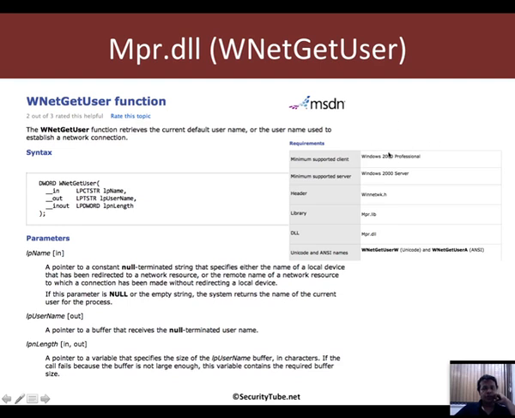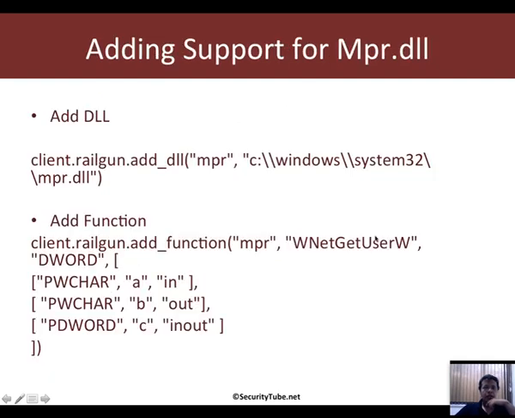Very important thing here, the minimum supported client is Windows 2000 Professional, which means Windows 98 does not have this function. However, Windows XP and above have this function. At the very same time, the minimum supported server is 2000. This is the header file if you want to do regular C programming, and here is the DLL file, which is mpr.dll. So the first thing we need to do is add the DLL at runtime.